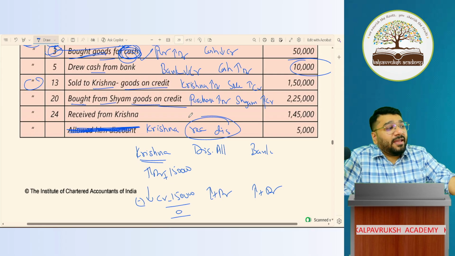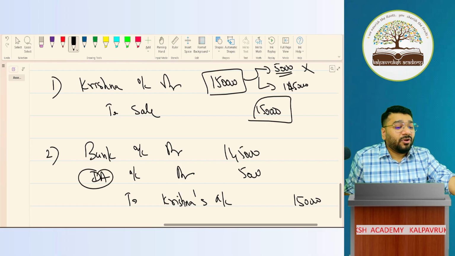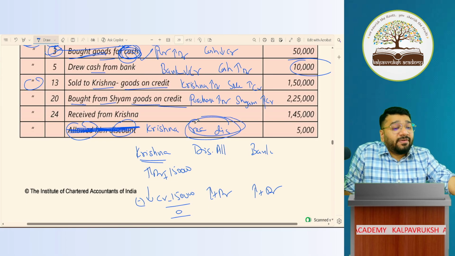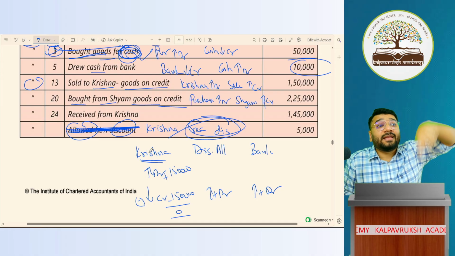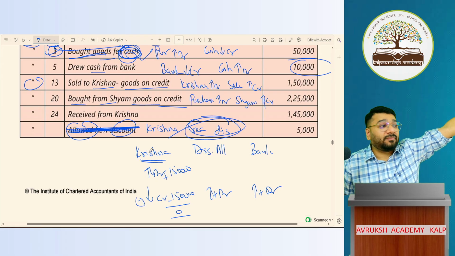For those who are by-hearting: discount allowed. Allowed discount means discount allowed. In the transaction, if we receive a discount, it means discount received. Discount received means income or gain. Credit all income and gain.